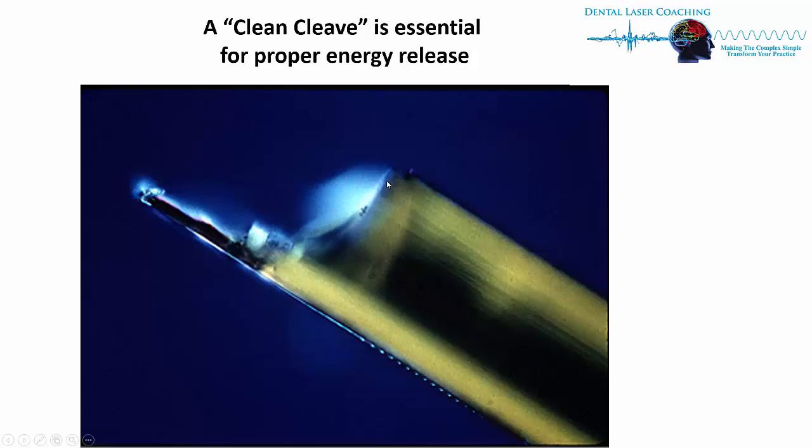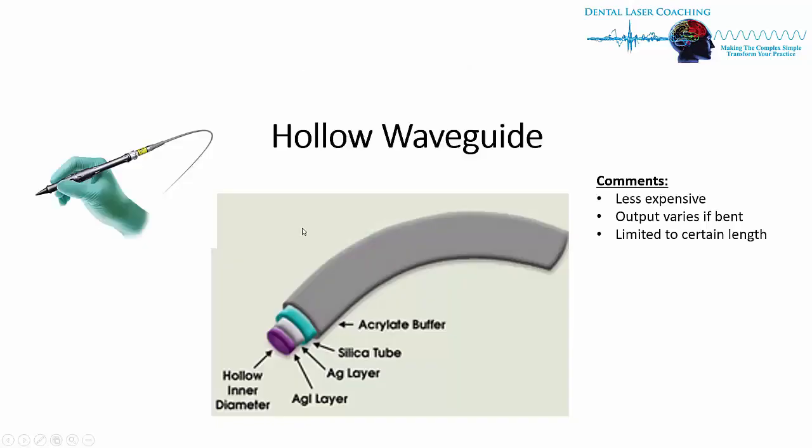If you do notice some problems, one way to check this is to take your laser, once you've cleaved and cut it, turn it on, and aim it toward a white piece of paper, and you should have a nice circle there on the paper, and it should not have any flares coming out of the end. If you have flares, then the energy is not coming out consistently.